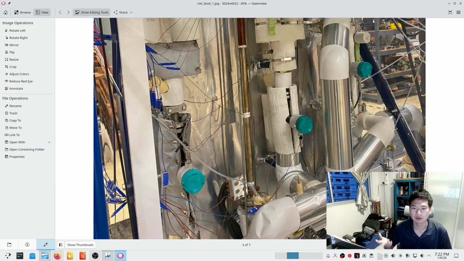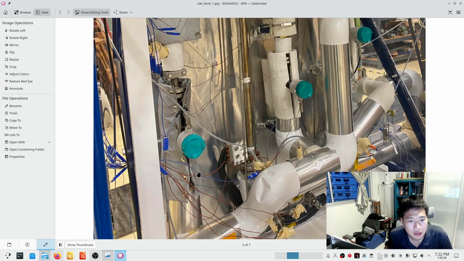The bypass valve is not modeled in my CIET educational simulator because a lot of the experiments don't deal with this branch. So this is a simplification I ignore, and this part deals with the DHX, direct heat exchanger loop, that deals with the natural circulation part of CIET.